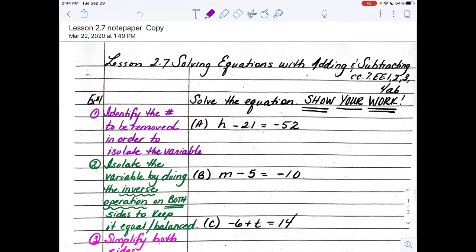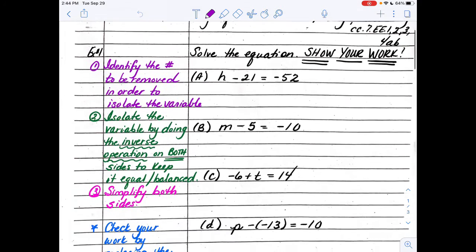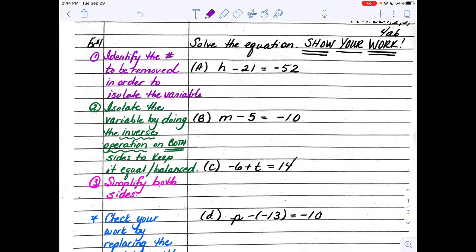Today we're going to be looking at how to solve equations, specifically with adding and subtracting. So, big thing to remember is when you're solving equations in my class, I expect to see all work. Many of these I know you can look at and get the answer before you even do anything. But we're learning the process of how to solve an equation correctly.